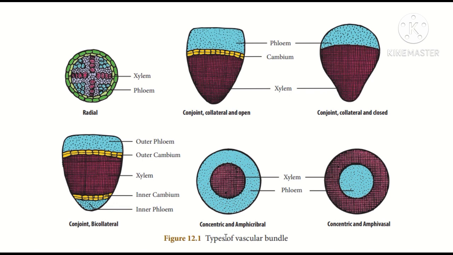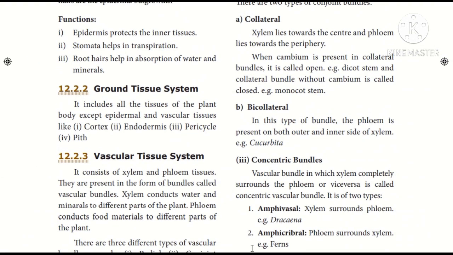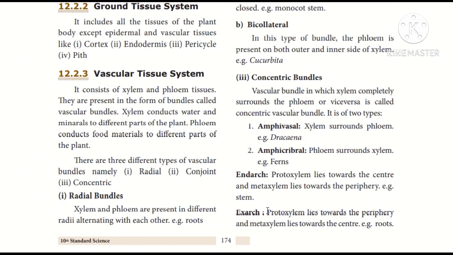It is of three important types: radial, conjoint, concentric. Under the conjoint bundle we have two important types, one is collateral and the other bicollateral. Concentric vascular bundles are also of two important types, one is called amphicribal and the other one is amphivasal. Endarch and exarch is the other type of arrangement of the vascular bundle.